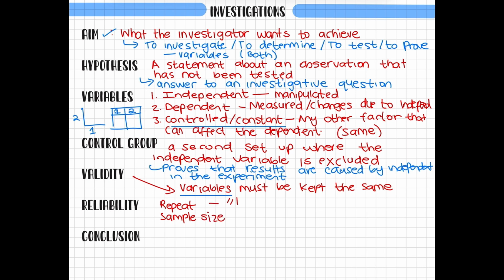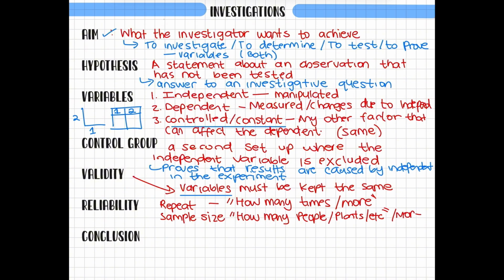You need to specify how many times the investigation was repeated or how many more times it should be repeated, as well as in the sample size, how many more samples to use. Do not just say the investigation was repeated or something like that. Now, calculating an average also does improve reliability, so take note of that.